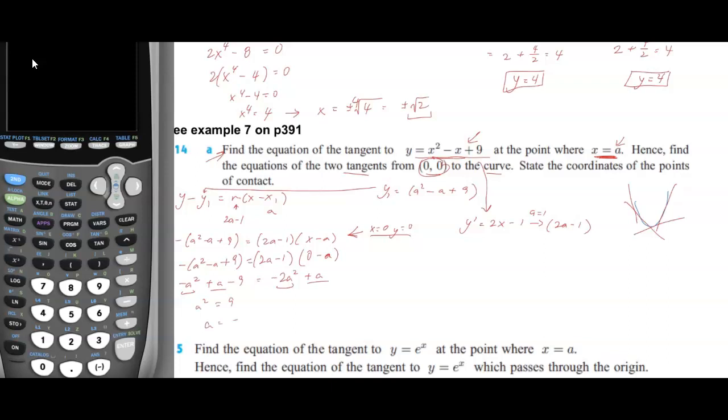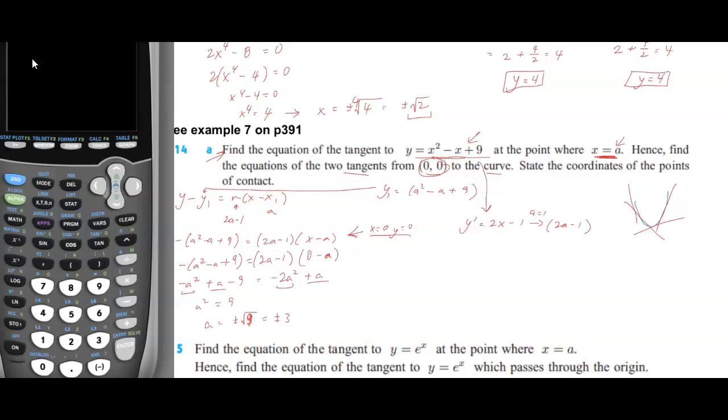So a is equal to plus or minus the square root of 9, right? Which is equal to plus or minus 3. So a is equal to plus or minus 3. Those would be the x values where the tangent lines that go through 0, 0 would hit the curve, okay?